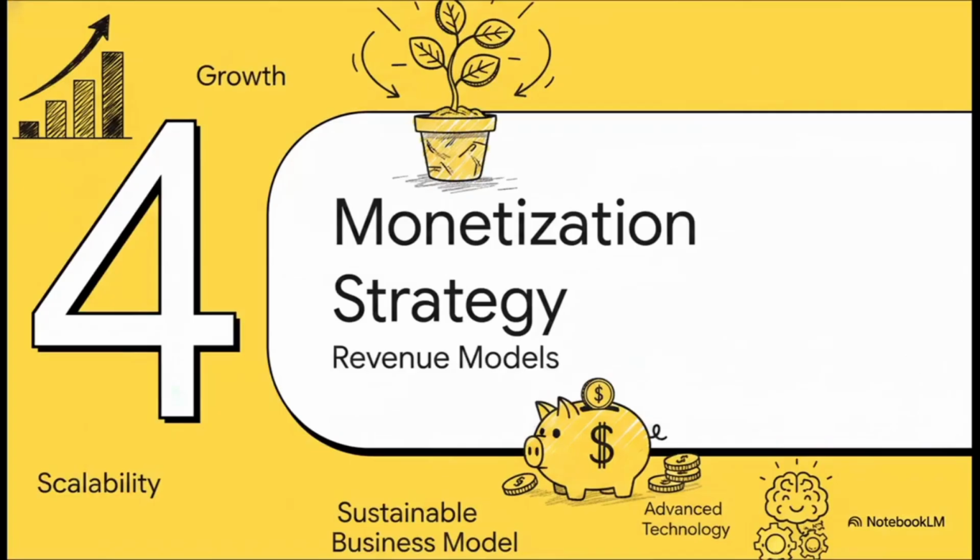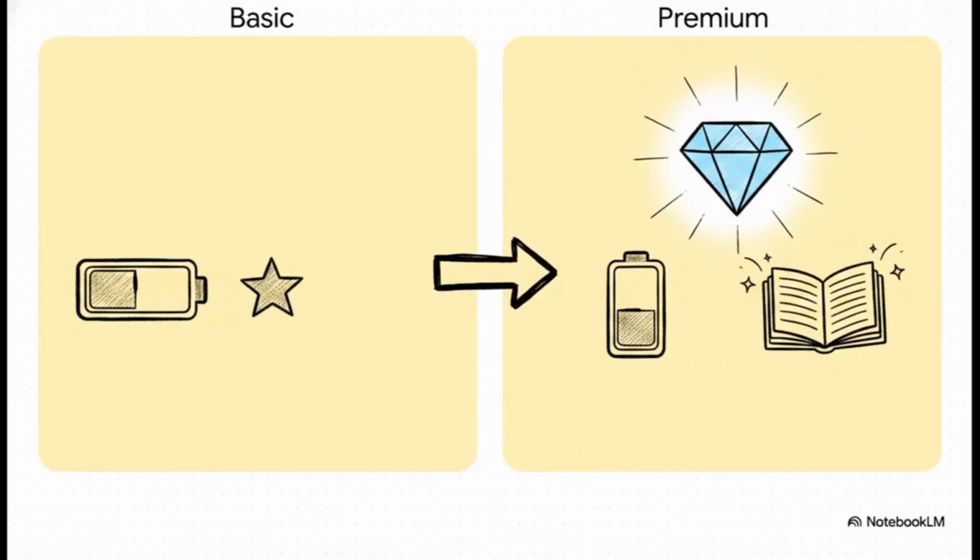All right, let's talk money. Part 4, monetization and growth strategy. So how exactly do we turn this awesome tech into a real sustainable business? It's all about the freemium model. Users start out on a free version, right? It gives them a little taste of the magic, maybe a few AI chats and some basic lessons, just enough to prove the value.